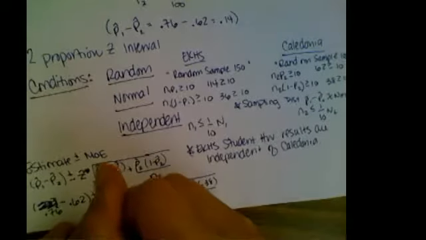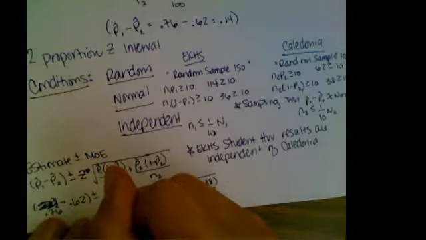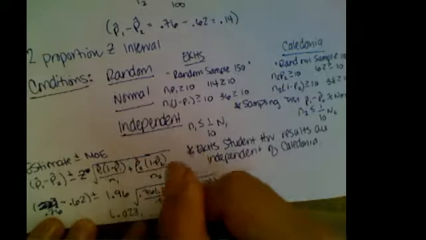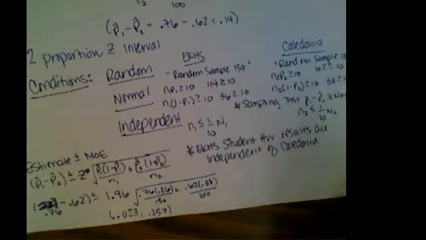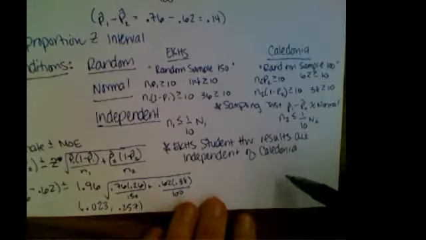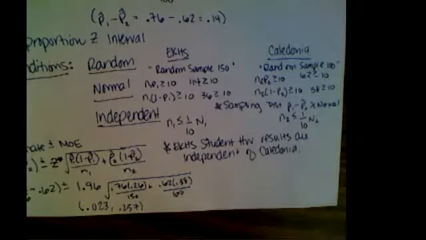And if we do that, we get 0.023, 0.257 as our interval. I am going to do this verbally, but it is on my notes if we conclude. We are 95% confident that the interval from 0.023 to 0.257 will capture the true difference in proportions, p hat sub 1 minus p hat sub 2, of EKHS students and Caledonia students who do their homework.